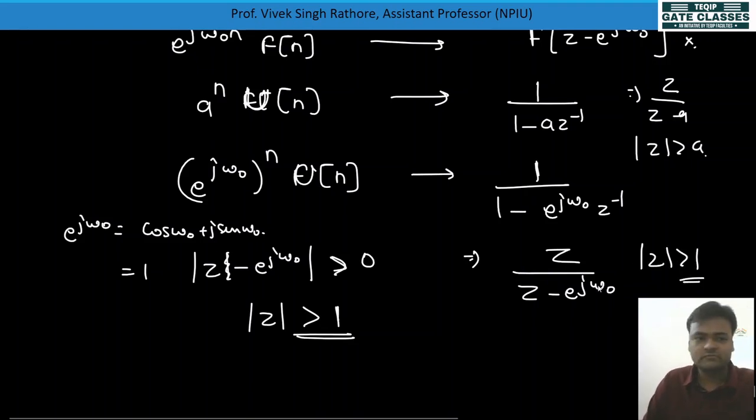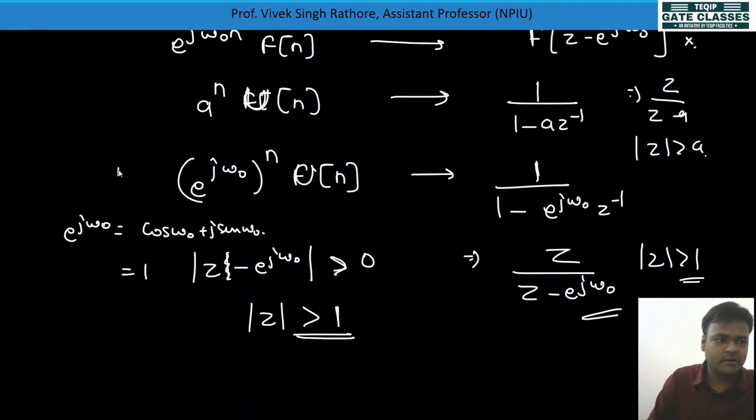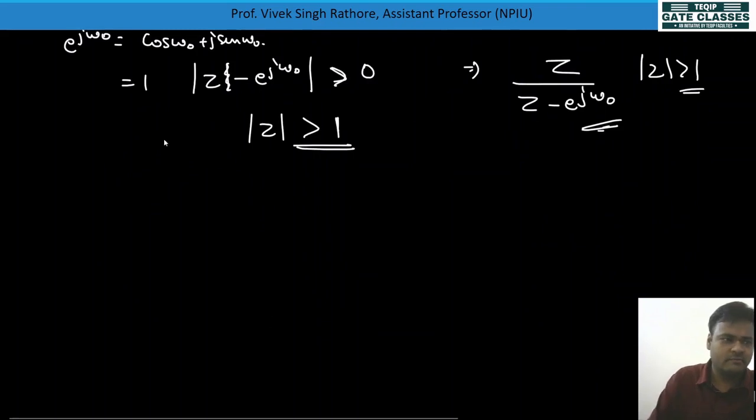Now you understood that whenever you multiply e to the power j omega 0 n into u of n, you'll get a function like this. Now the same function, if I multiply e to the power minus j omega 0 n into u of n, what will you get?